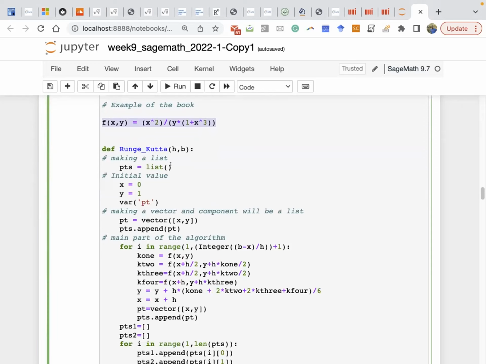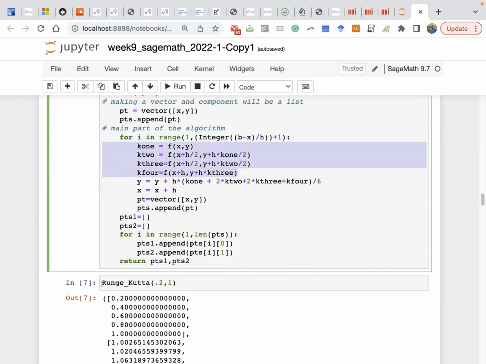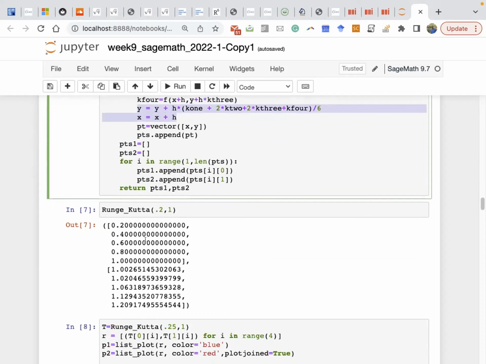Function, Runge-Kutta, PTS, X, Y. So again, same stuff. Now, look at this here. The only thing that we can change is here. K1, K2, K3, K4. I'm sorry about that. Okay. So because Runge-Kutta has 4 k's, after having these k1, 2, 3, 4, you can update your y. And x is obvious. So you can get your results here.